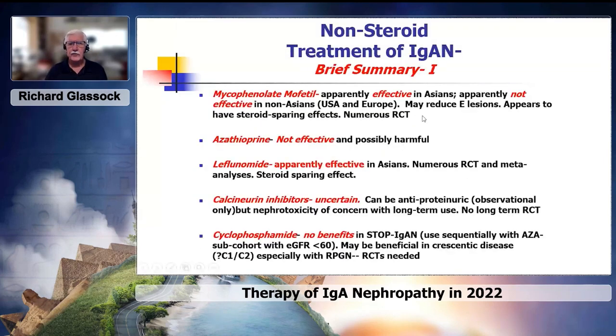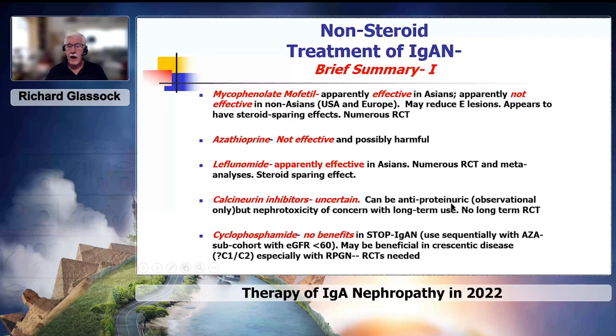Mycophenolate mofetil is apparently effective, but only in Asians. It's not effective in non-Asians, as studied in the USA and Europe. Azathioprine is not effective and possibly harmful. Leflunomide may be effective in Asians, but there are no studies in non-Asians. Calcineurin inhibitors like tacrolimus or cyclosporin are very uncertain.